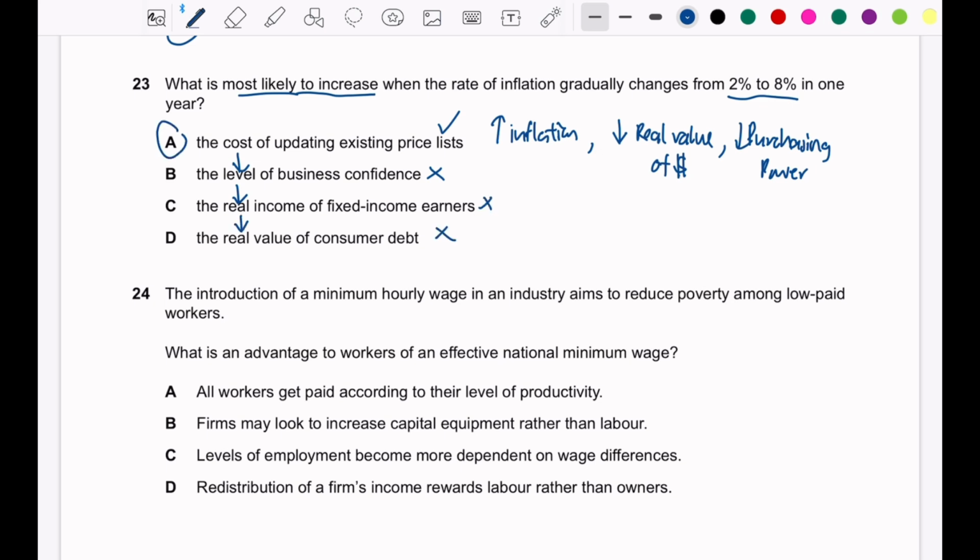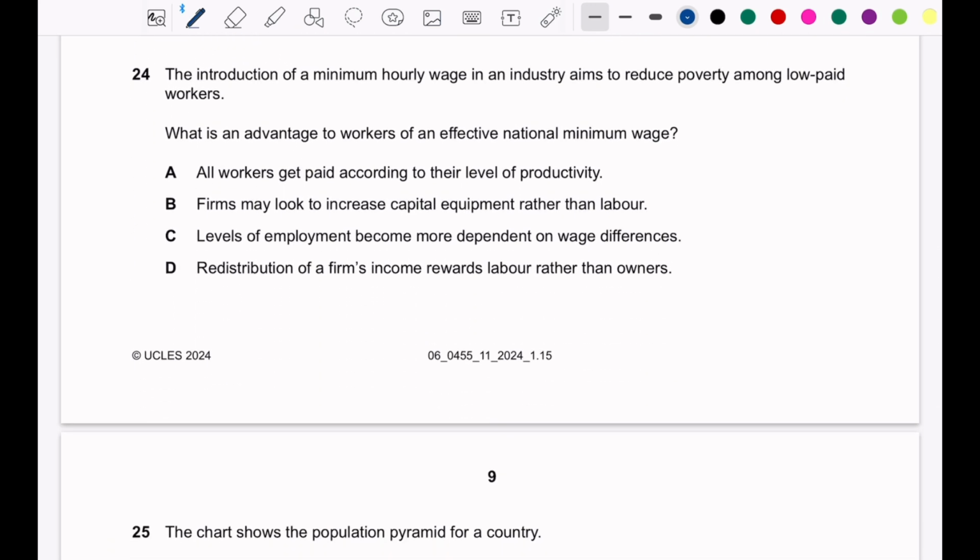Question 24. The introduction of a minimum hourly wage in industry aims to reduce poverty among low-paid workers. What is an advantage to the workers of an effective national minimum wage? So, keyword is advantage to workers. A. All workers get paid according to their level of productivity. No, because we are talking about minimum wage. Firms may look to increase capital equipment rather than labor. No, this is a disadvantage to workers.